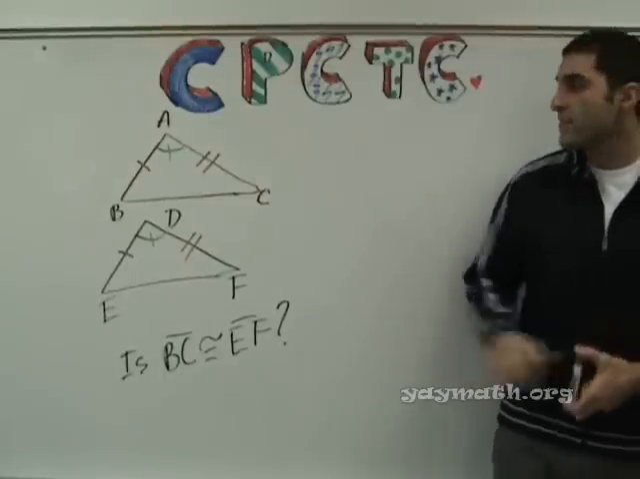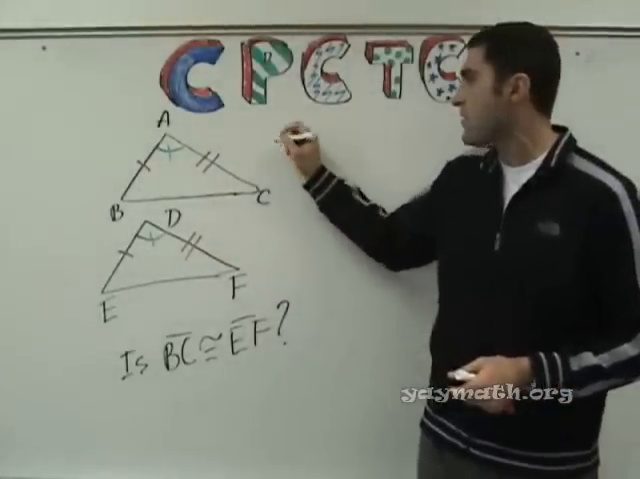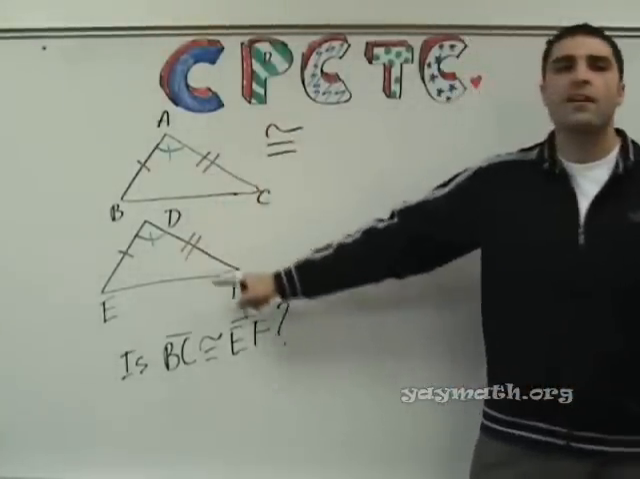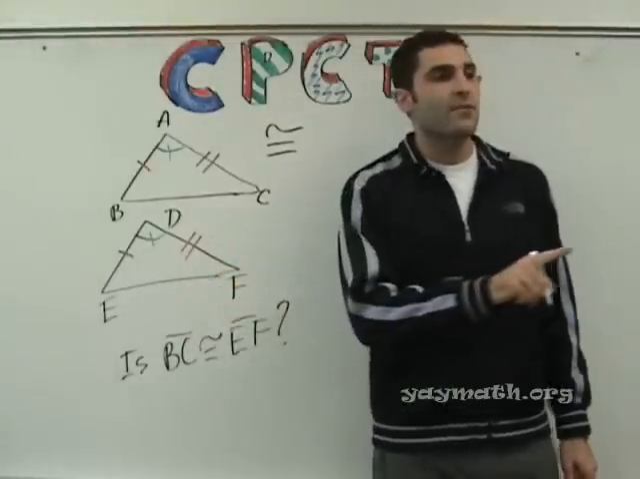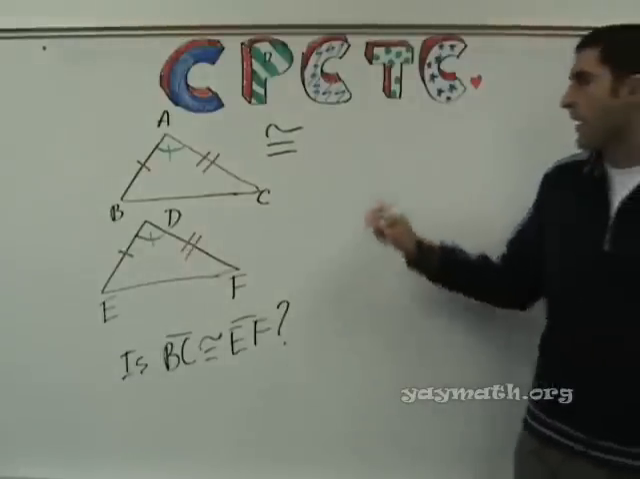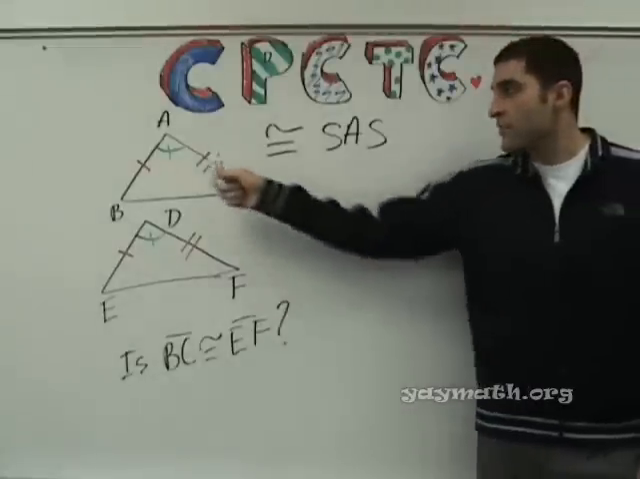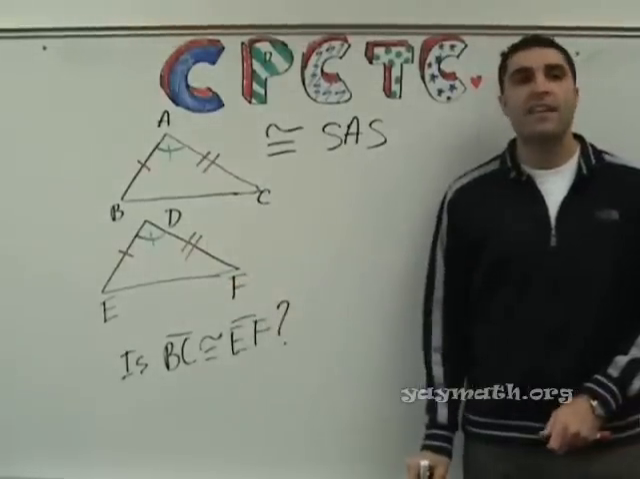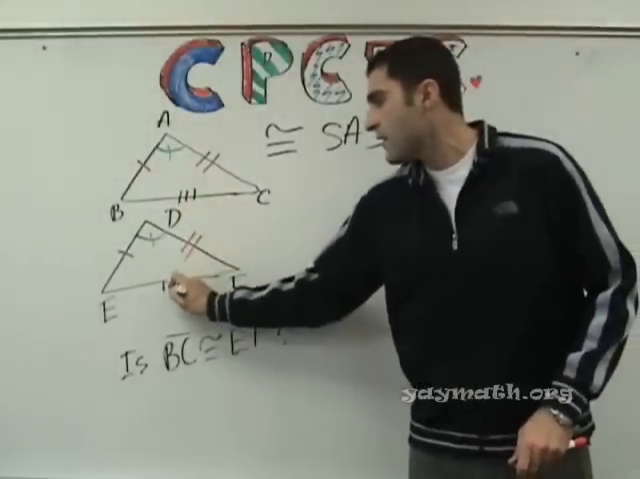So the point is, if we can prove triangles congruent first, so I'm going to mark these congruent. These two triangles are congruent by which law? SAS. Is that clear? Any questions about that? Side equals side. Okay. SAS. Now that the triangles are congruent, I can safely say that every part of the triangle is congruent as well.